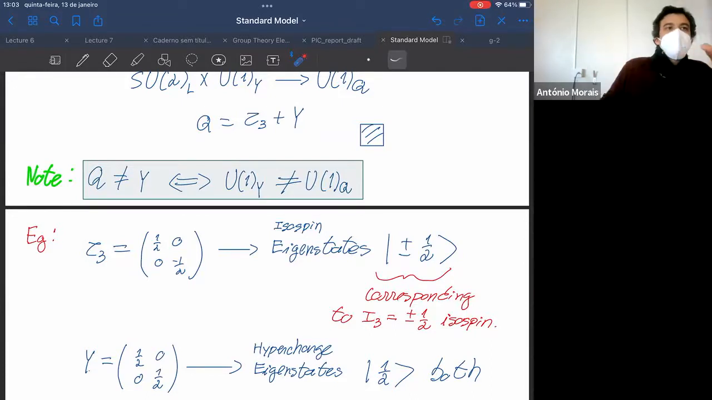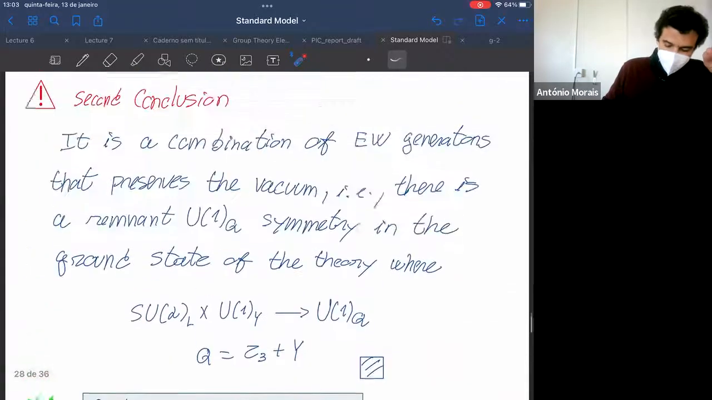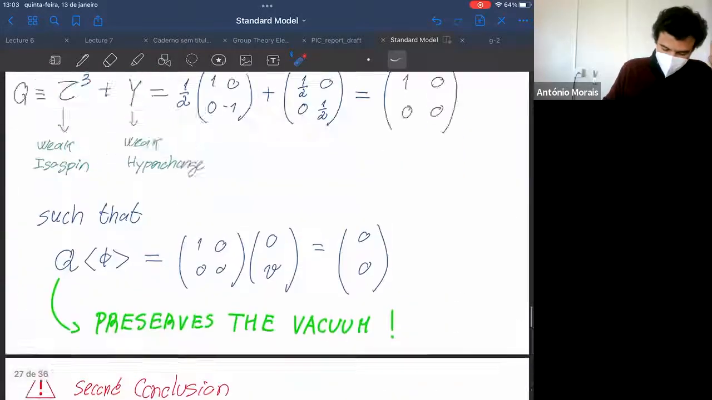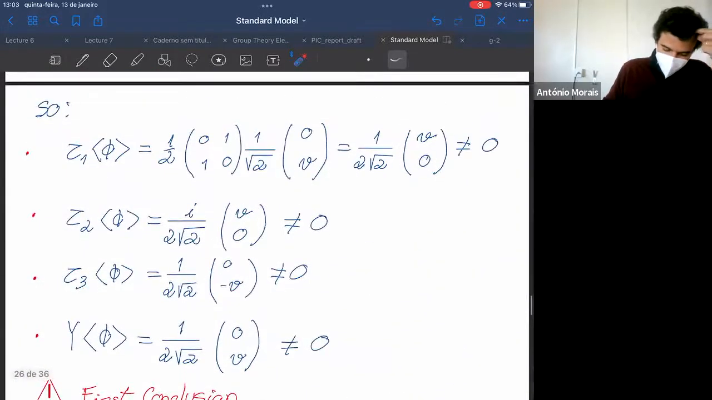Yes, okay. The thing is, well, first of all, you have to do the matrix product to make sure that it's really non-zero. But yes, there is one combination, in principle tau 1 minus or plus i tau 2, that can preserve, looking like it's preserving the vacuum.